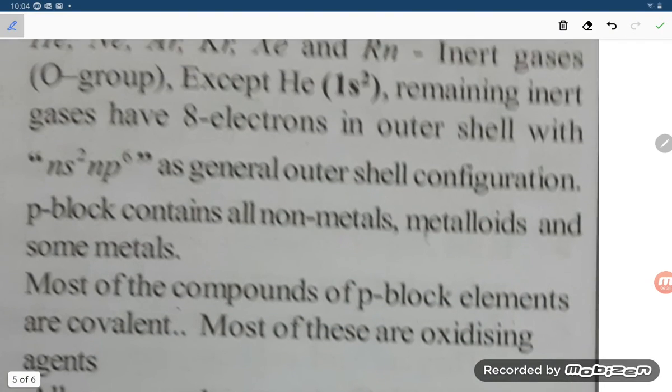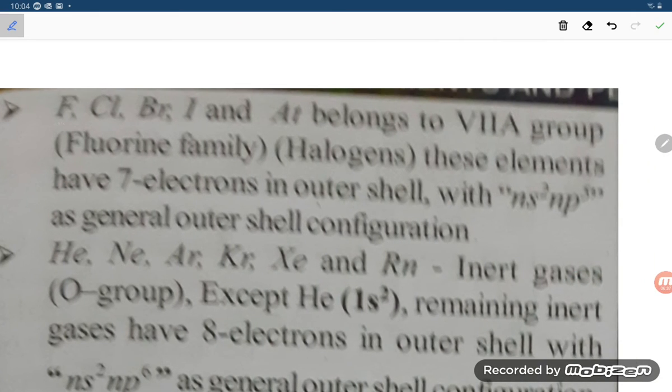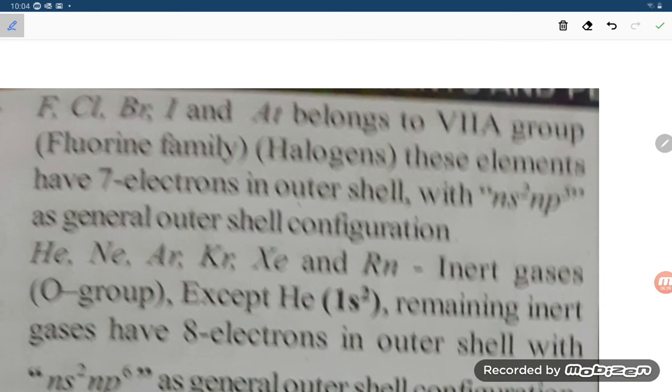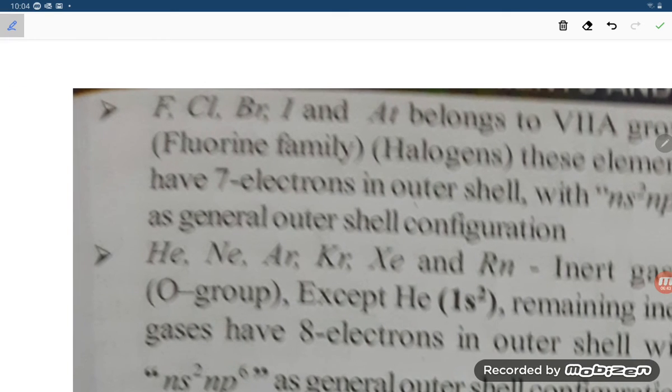Okay, next point we are going to, students. The next point is for group 17: F, Cl, Br, I. How will you be able to write this, students?